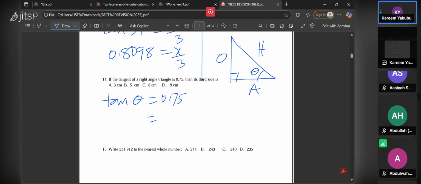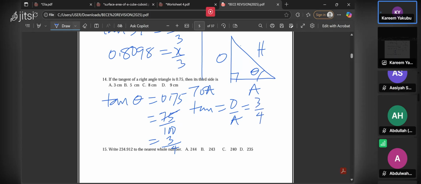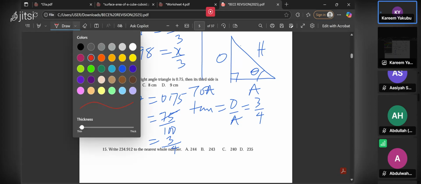So which means we have to change it to a fraction. That will be 75 over 100. And when you divide it, 25 can go into 75, that is 3. 25 can go into 100, that is 4. Now it's 3 over 4. So what this means, don't forget, if we go back to TOA, tan is TOA. So that means tan theta is equal to opposite over adjacent. That means this 3 is opposite and the 4 is adjacent.